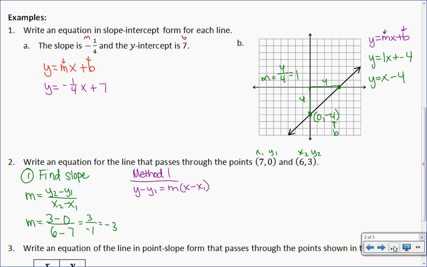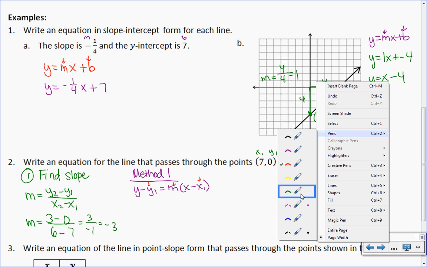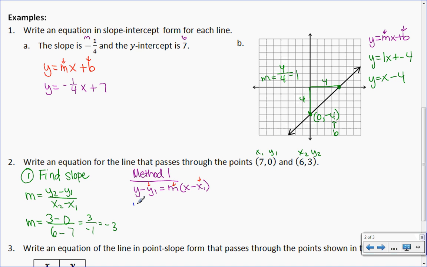And we're substituting values here for the m, and then for x1 and y1. So we keep this y, and then y1 is one of the two y coordinates. It doesn't matter which one. So let's go ahead and use this one, since it's already labeled x1, y1. So y1 is 0, so it's y minus 0. M, we found over here, is negative 3. And then x will stay as just x. x1 is 7.